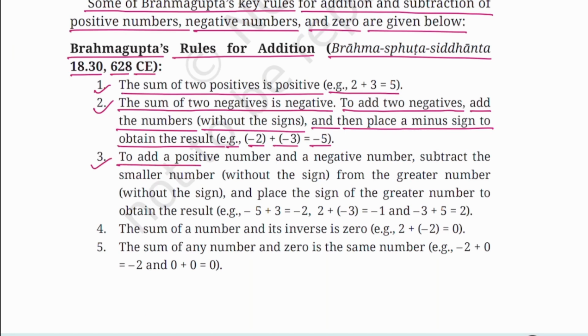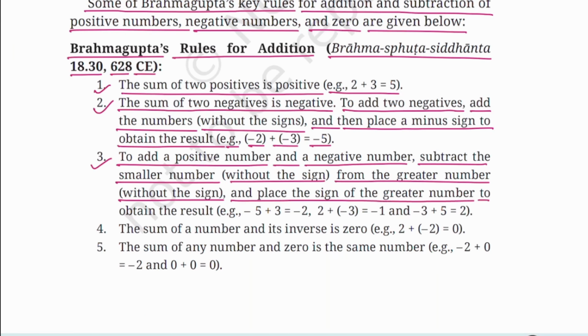3. To add a positive number and a negative number, subtract the smaller number without the sign from the greater number without the sign and place the sign of the greater number to obtain the result. Example: minus 5 plus 3 is equal to minus 2. 2 plus minus 3 is equal to minus 1, and minus 3 plus 5 is equal to 2.